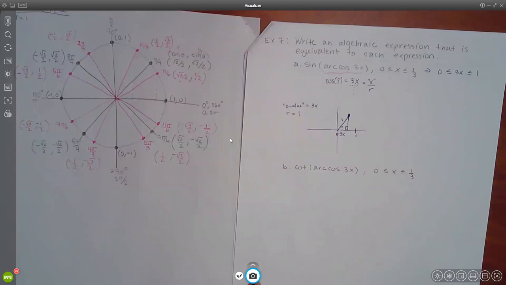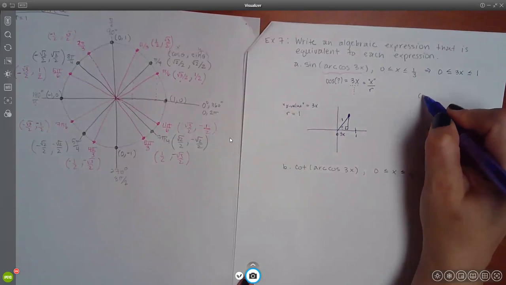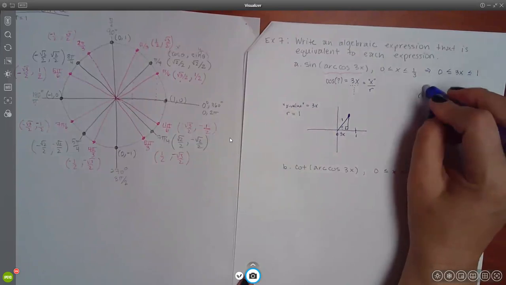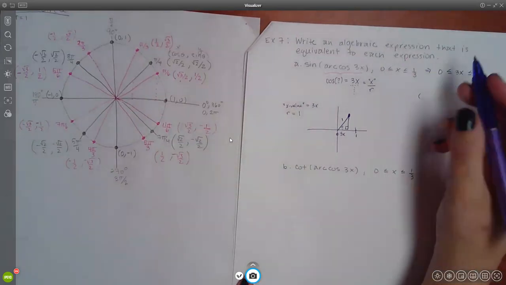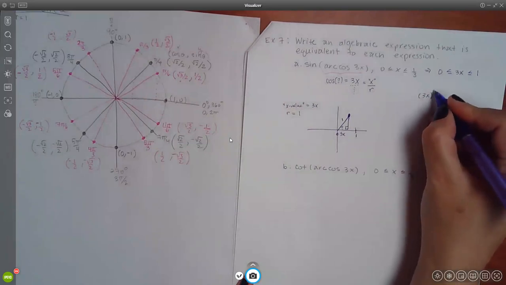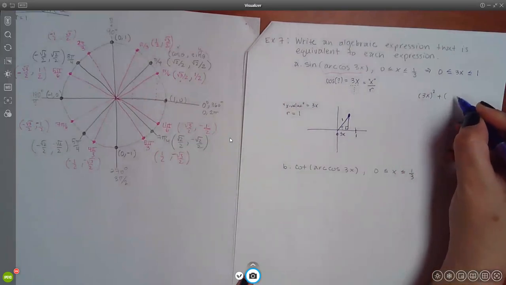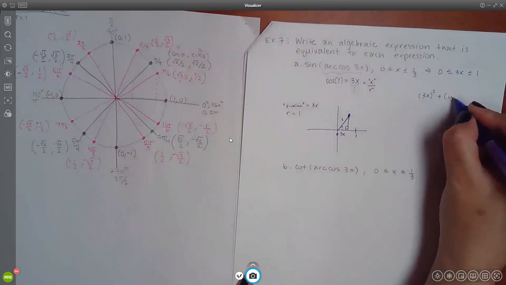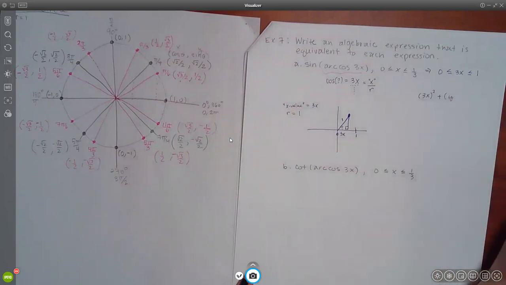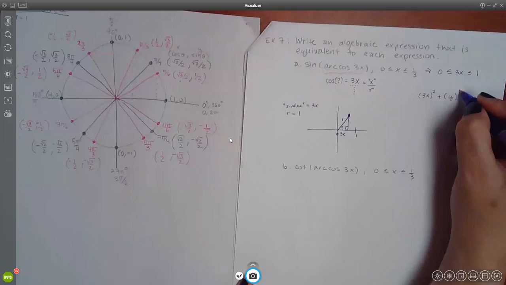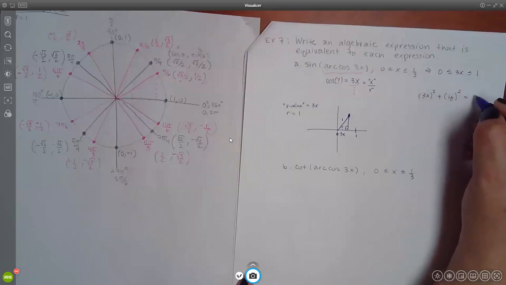Can I use the Pythagorean theorem with those variables in there? Can you put 3x in? Yeah. So we're going to do one leg squared. And just out of convenience, I'm going to do y, because I am trying to find the y coordinate. And then the hypotenuse squared.